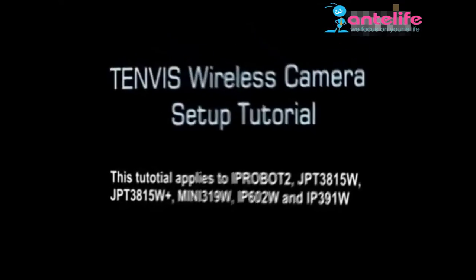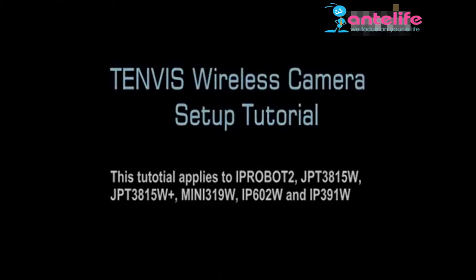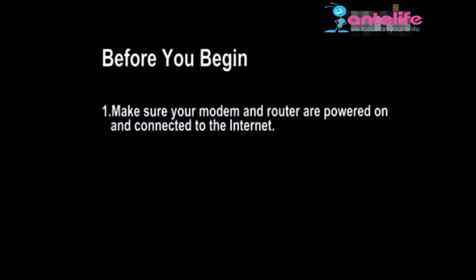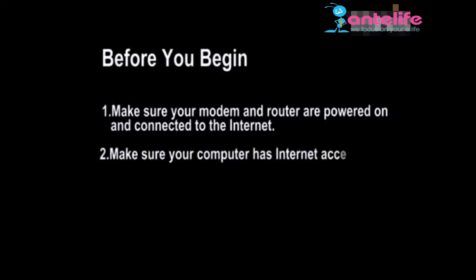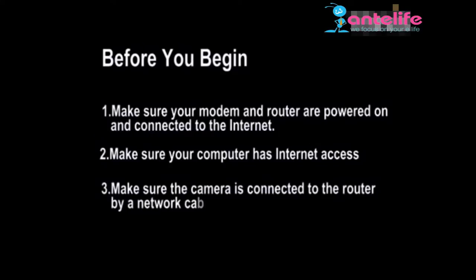In this video, we will use the IP router 2 as an example to learn how to set up an IP camera. Before you begin, first, make sure your modem and router are powered on and connected to the internet. Second, make sure your computer has internet access. Third, make sure the camera is connected to the router by a network cable.